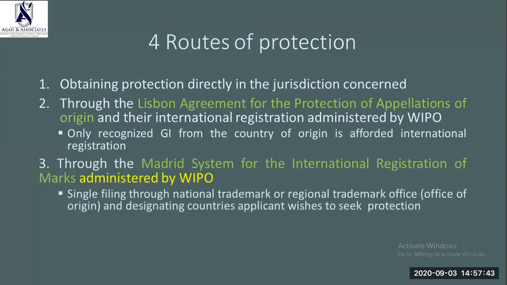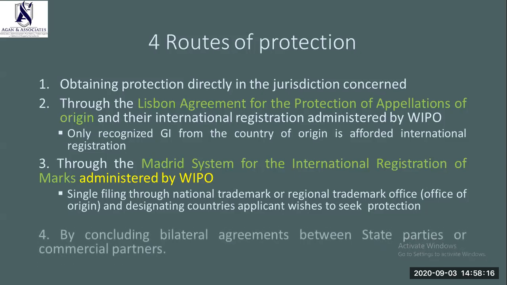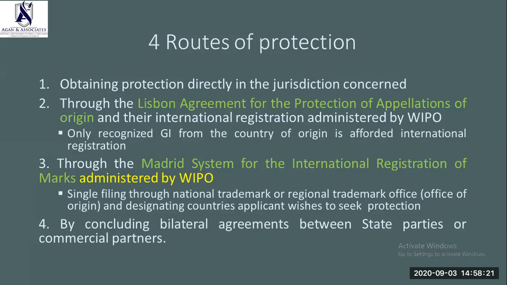The third route is through the Madrid system for international registration of marks. You remember that we discussed this when we were looking at registration of trademarks by single file, and we have just indicated that GIs are protected by way of trademarks, so there's nothing preventing one from registering through the Madrid system. And lastly, by concluding bilateral agreements between state parties or commercial partners. So these would be agreements or contracts, with specific terms that each party, whether state or individual companies, would adhere to in the commercial world.